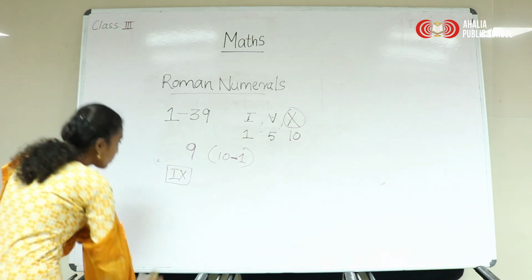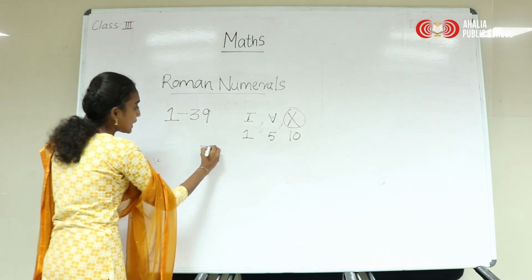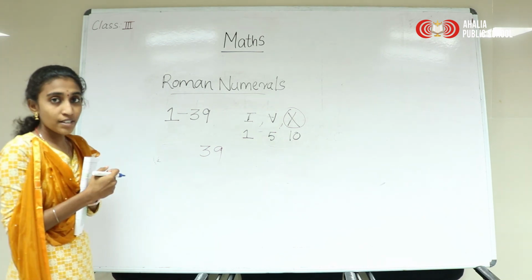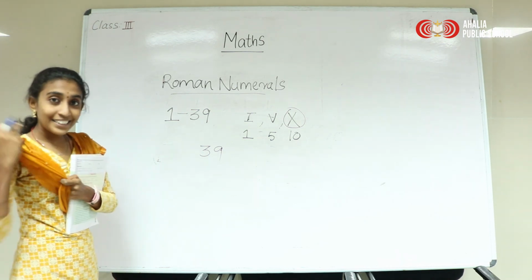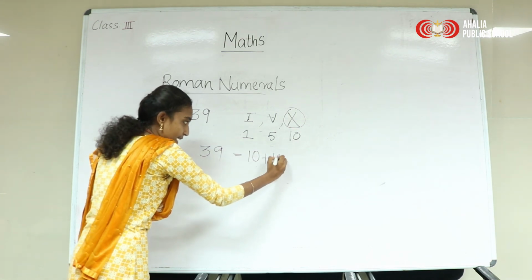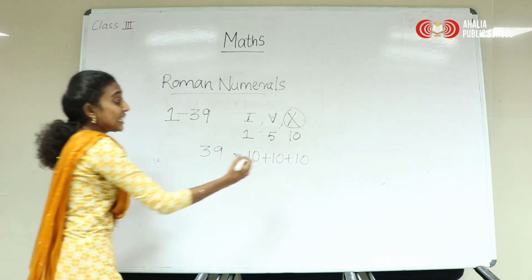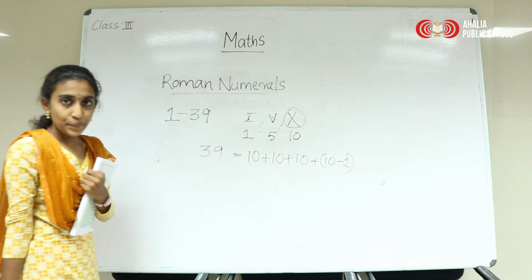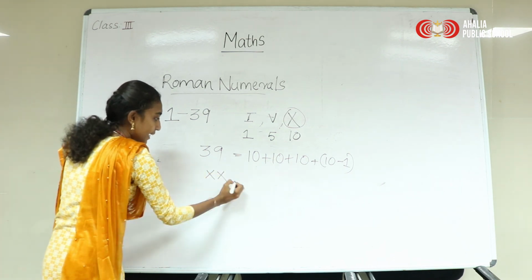Okay. So let's have a look at the 2-digit numbers also. That is 39. So how will you write 39 in Roman numerals? Using these three numbers, we have to form 39. That is 10 plus 10 plus 10, which is 30. Then what about 9? 10 minus 1 is 9. Right? So 10, 10, again a 10.